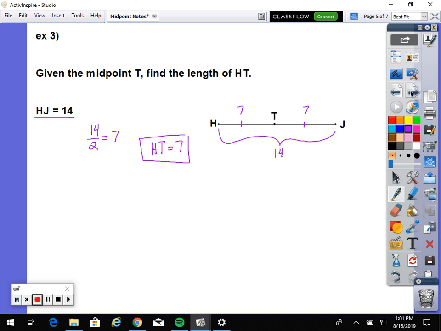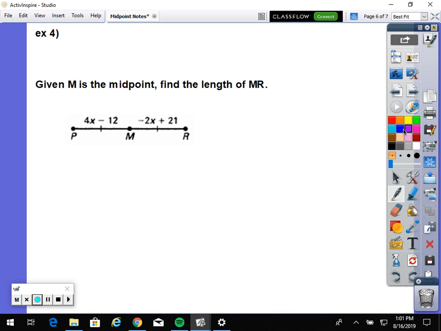Okay, we're going to step it up one notch. And instead of having whole number values for the length of the segments, we're going to use some algebraic expressions, but everything still holds true. M is the midpoint, so it's the middle of PR, and I'm trying to find the length of MR. So I know that M is the middle, which means that PM is equal to MR. So all I'm going to do is set their algebraic expressions to represent their lengths equal to each other.